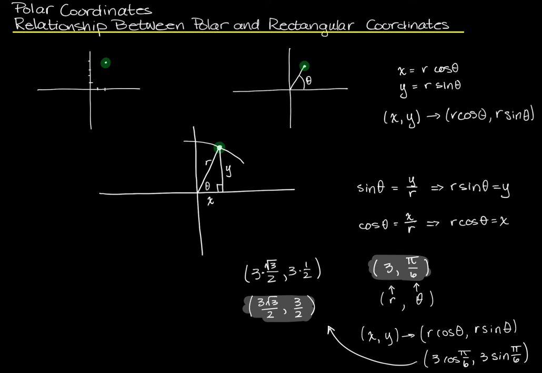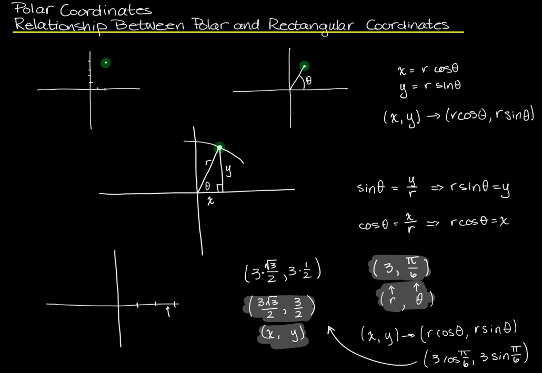Let's plot both of those, one in polar coordinates and one in rectangular coordinates, and see if they match up. I'll start by drawing a grid, and then let's graph the rectangular coordinates first. 3 root 3 over 2 is about 2.6. Let's see, I'm going to go 1, 2, 3. So I'm going to be starting about here. That's my x-coordinate. Remember, this is my r comma theta. This is r comma theta. And this one here is x comma y.